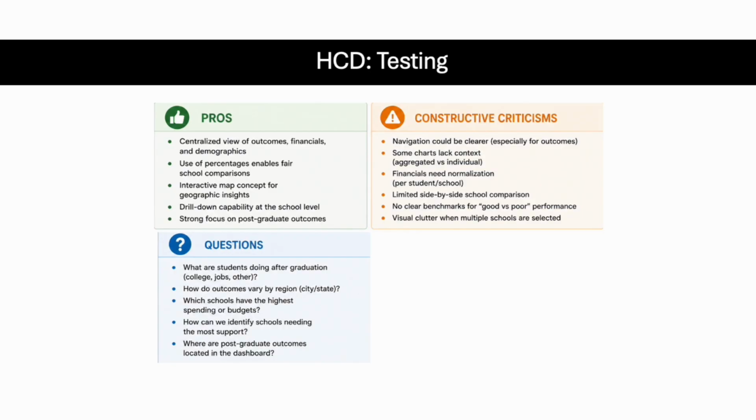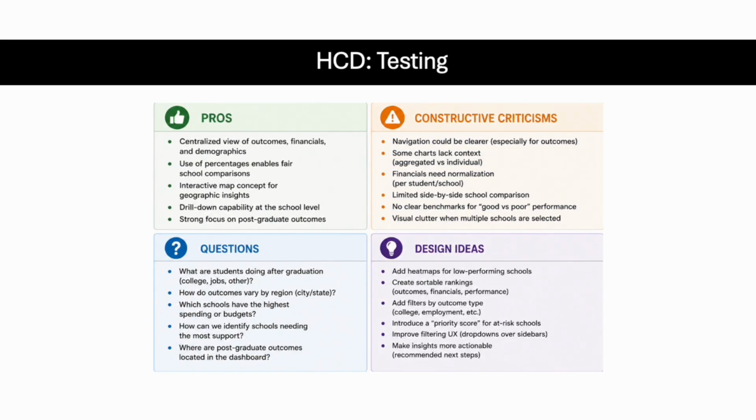And they were also interested in what schools have the highest spending or budgets. And then it's really just identifying what schools need the most support, and where are postgraduate outcomes located in the dashboard. So most of these questions involve visibility of postgraduate outcomes and the regions that they follow.